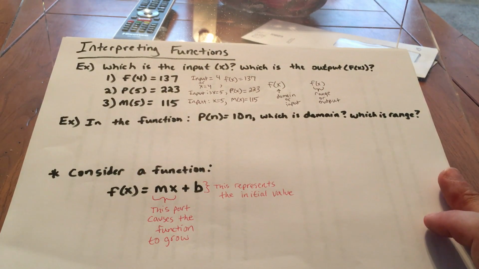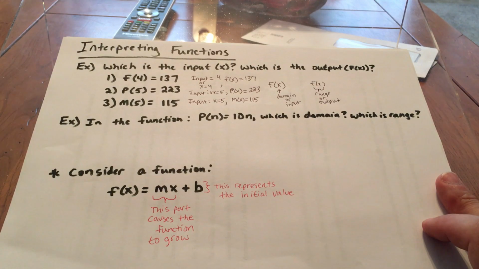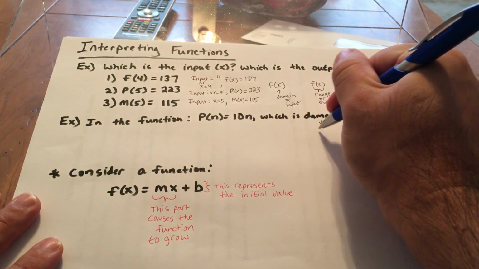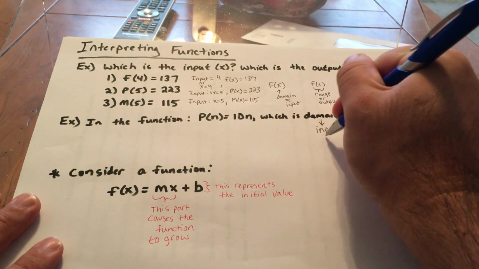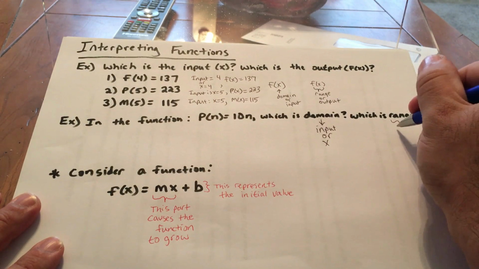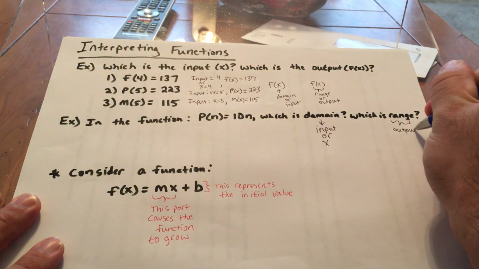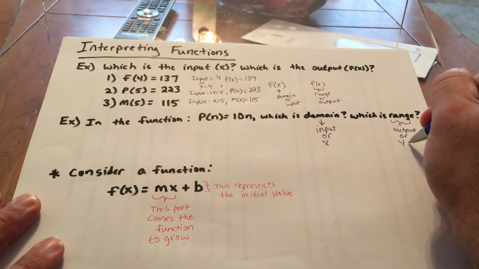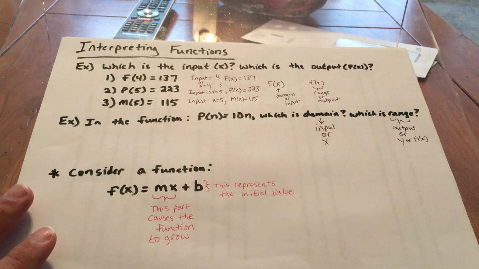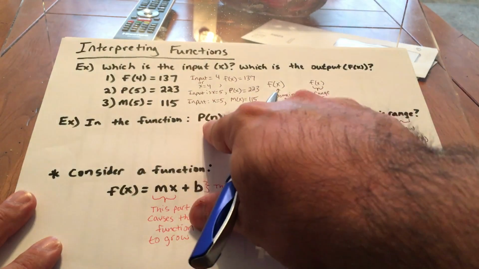Okay? In the second example, it says in the function p of n is equal to 10n, which is the domain and which is the range. Remember, domain is input values or x values. Range is output or y or f of x values. All right? Or whatever letters they're using for that f of x. In this case, p of n.